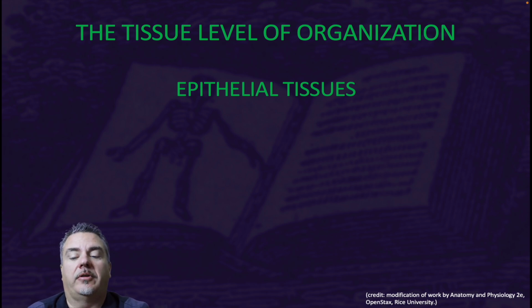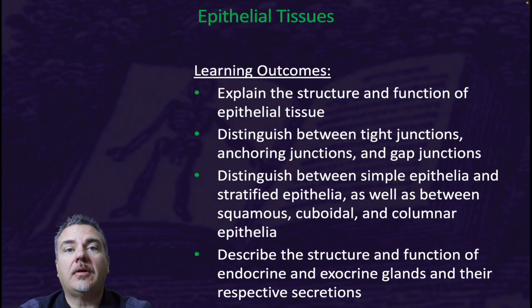In today's lecture, we're going to discuss epithelial tissues. By the end of this lecture, you should be able to explain the structure and function of epithelial tissue. You should be able to distinguish between tight junctions, anchoring junctions, and gap junctions. Distinguish between simple epithelia and stratified epithelia, as well as between squamous, cuboidal, and columnar epithelia. Describe the structure and function of endocrine and exocrine glands and their respective secretions.